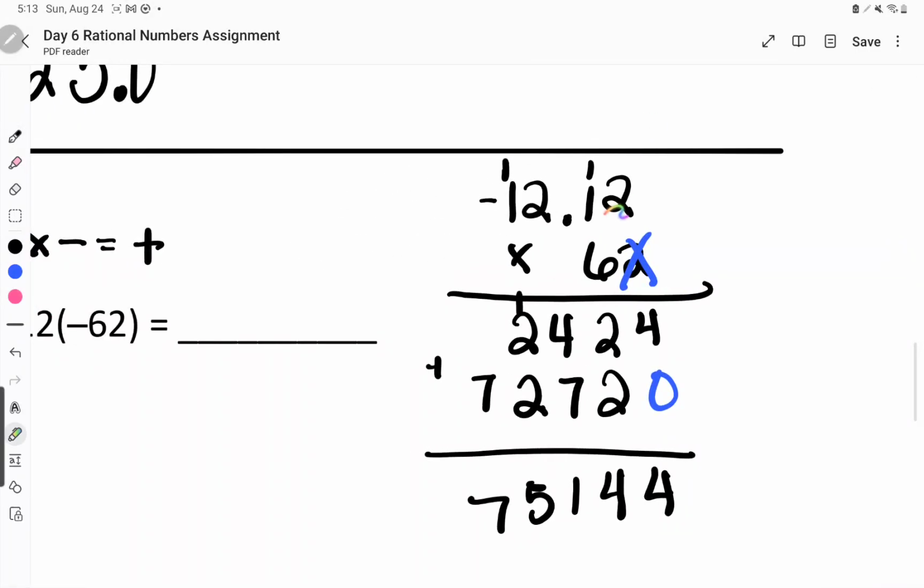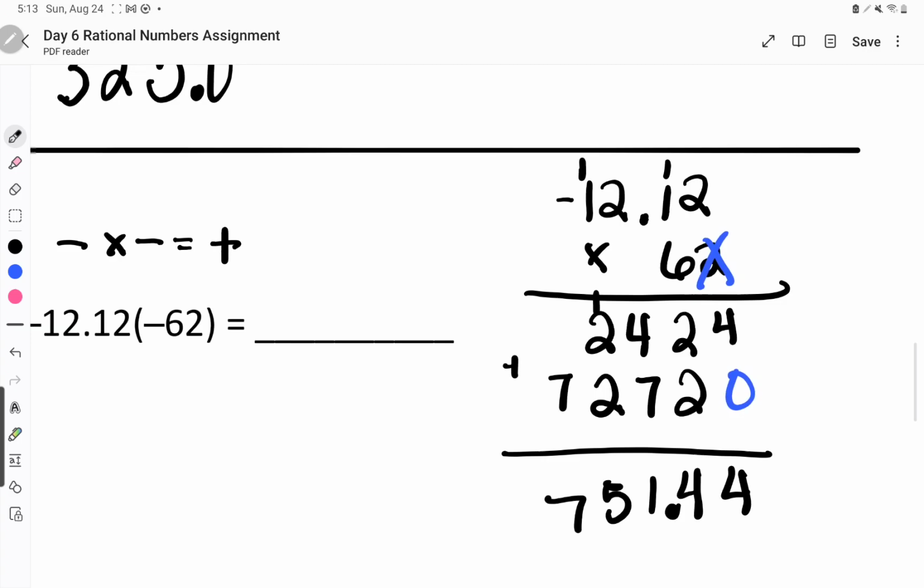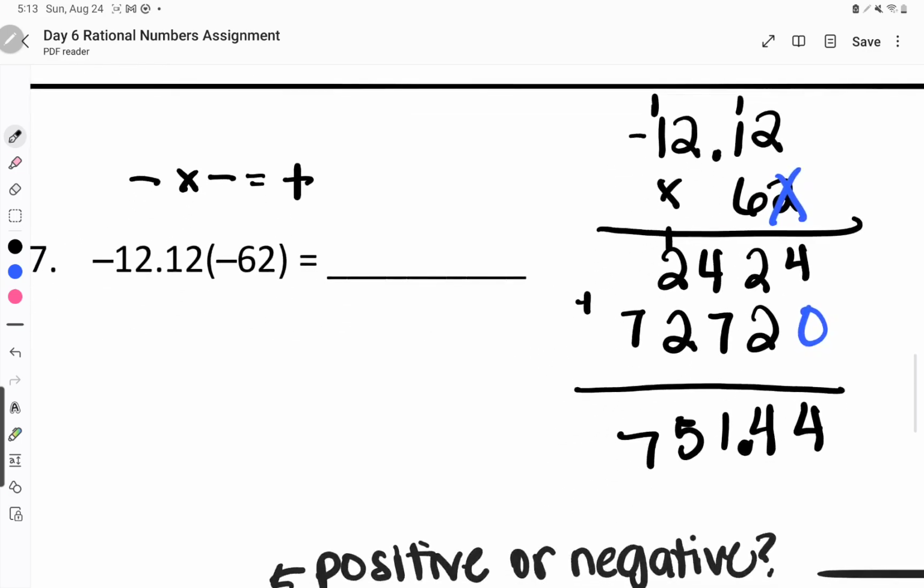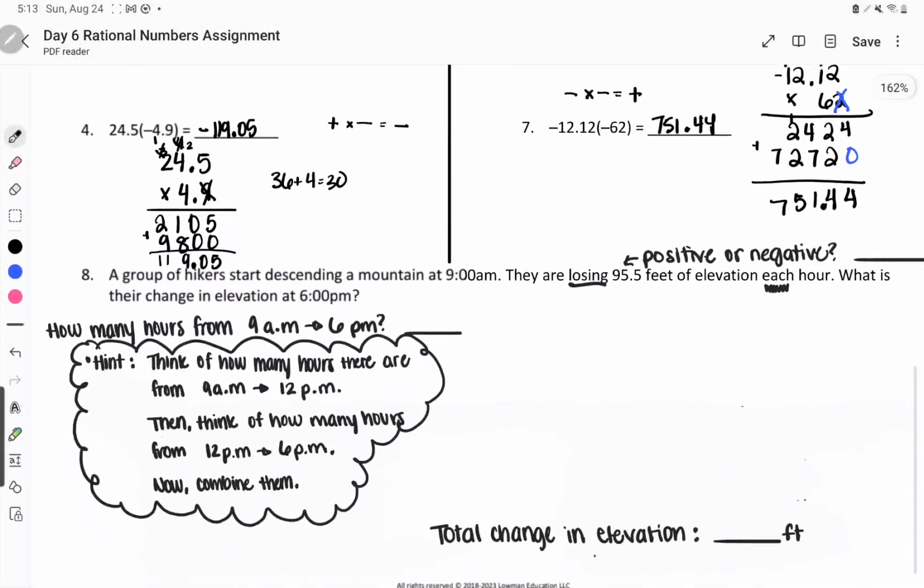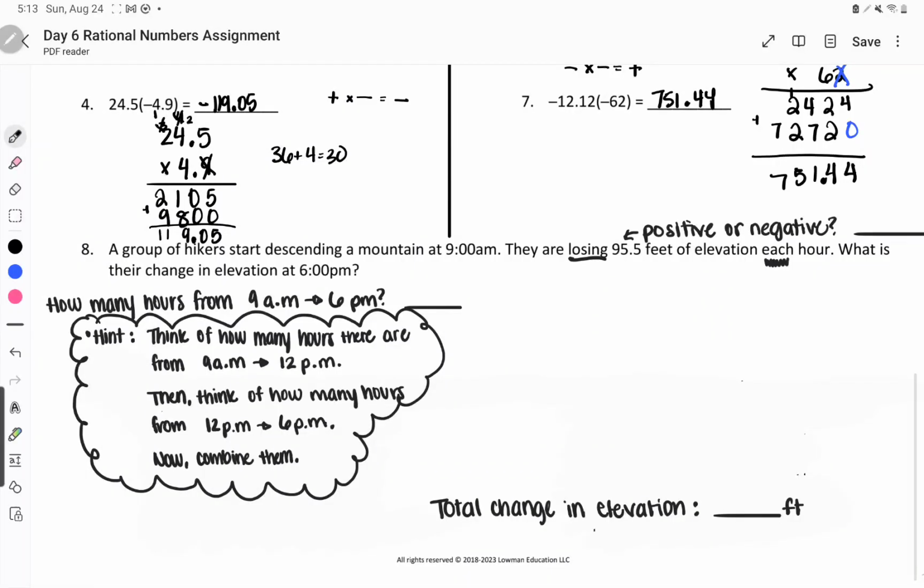How many decimal places do I have? I have 2 decimal places right here, so I'll have 2 decimal places right here. And we talked about how a negative times a negative gives me a positive, so this is 751.44.